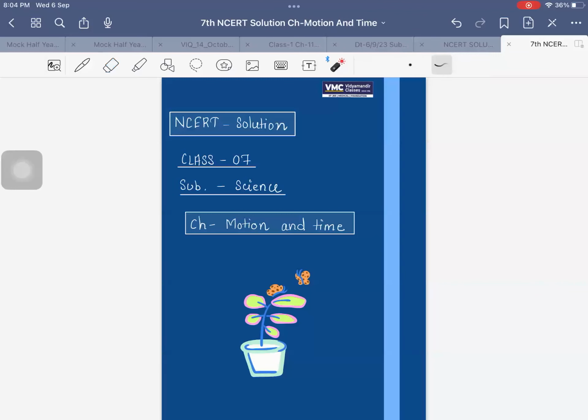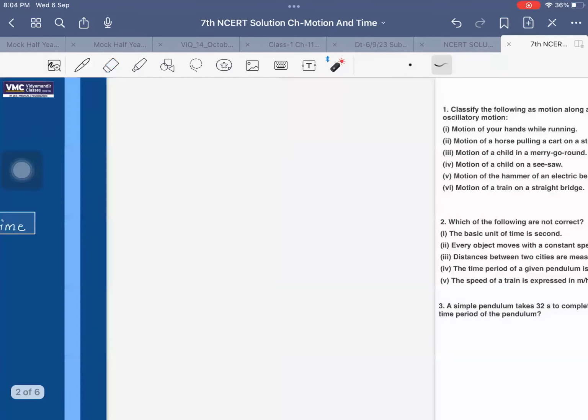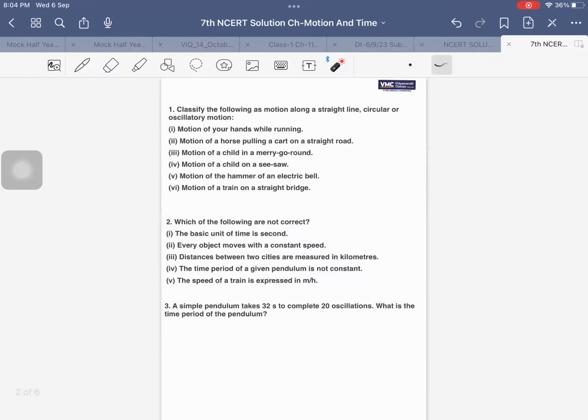Hello students, in today's video we are going to discuss NCERT solution of chapter motion and time. So let's start. In first question, classify the following as motion along a straight line, circular or oscillatory motion. Number 1, motion of your hands while running. So it's a to and fro motion. So the answer is oscillatory.